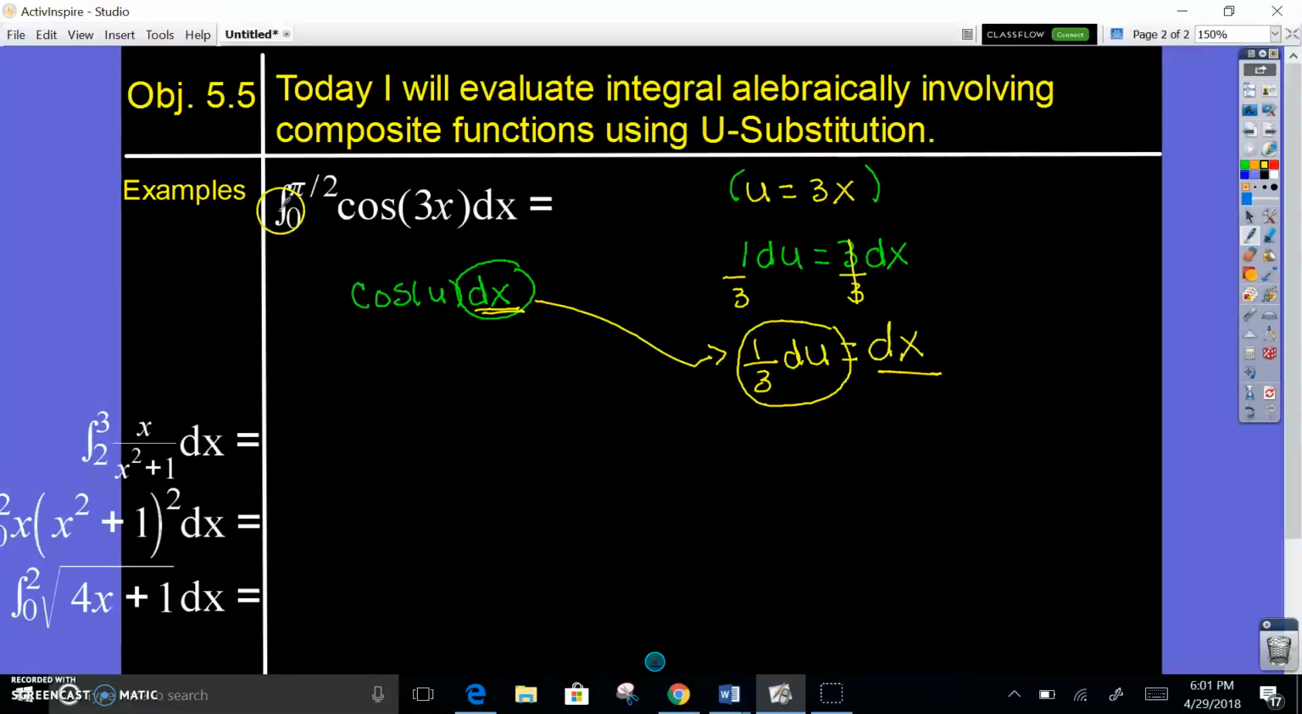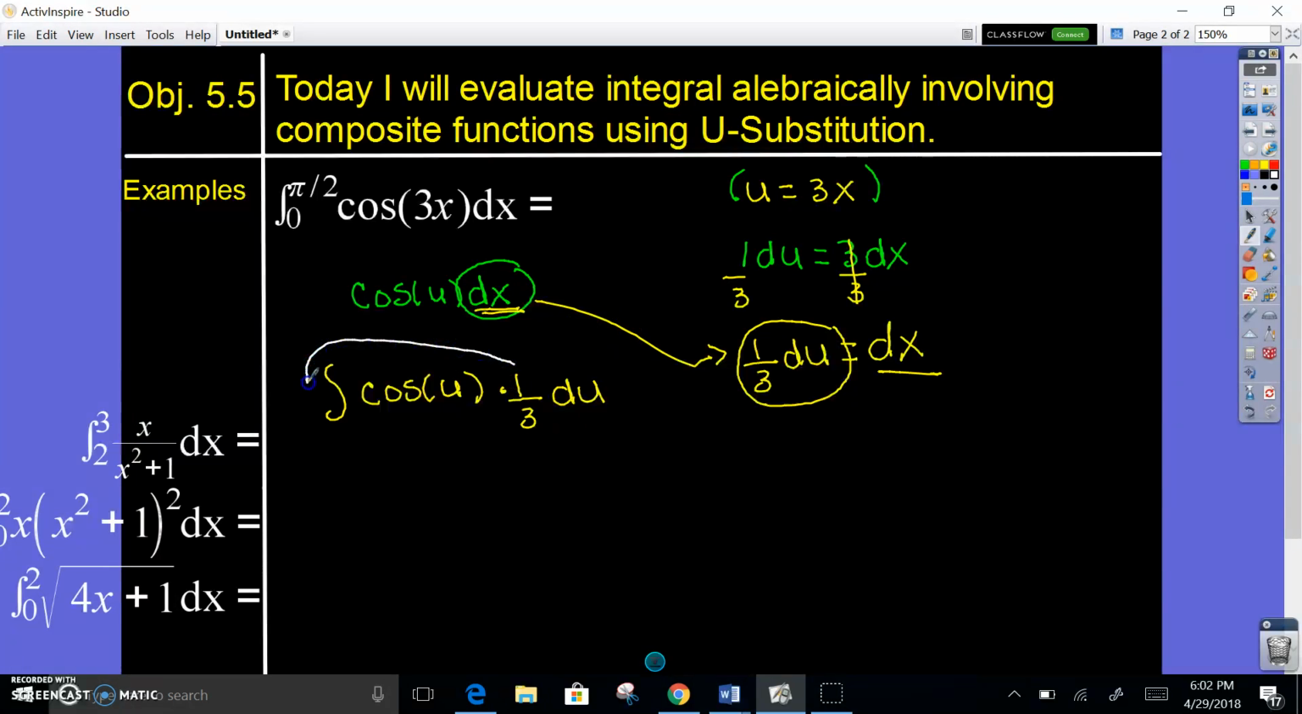Okay, so we're going to rewrite this integral. This is going to be the integral cosine of u, and instead of dx, I'm going to put in 1/3 du. Okay. Now, because of properties of integrals, everything's multiplied, so actually I can take this constant and I can send it outside.